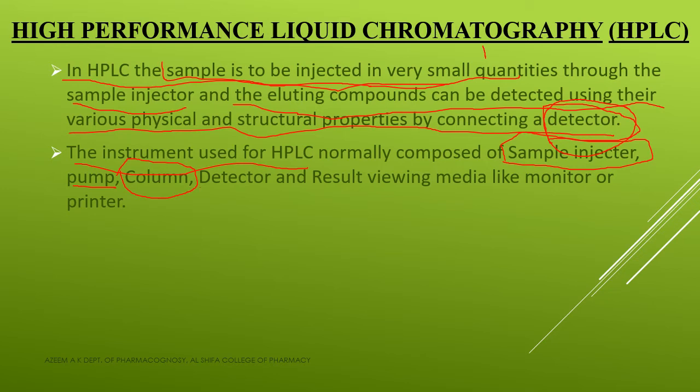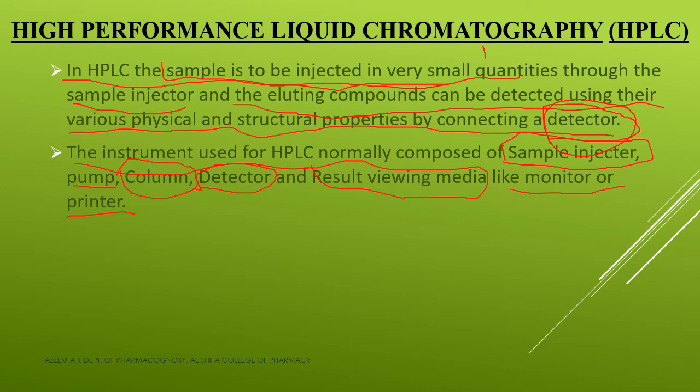So after the column one detector is there, and after the detector one result viewing media is there. Result viewing media may be either a monitor or a printer, generally a monitor, TV screen or computer screen that is used for visualizing purposes. So these are the various parts of the instrument. The instrument used for high performance liquid chromatography is normally composed of a sample injector, a pressure pump, column, then detector, and a result viewing media like a monitor or printer.